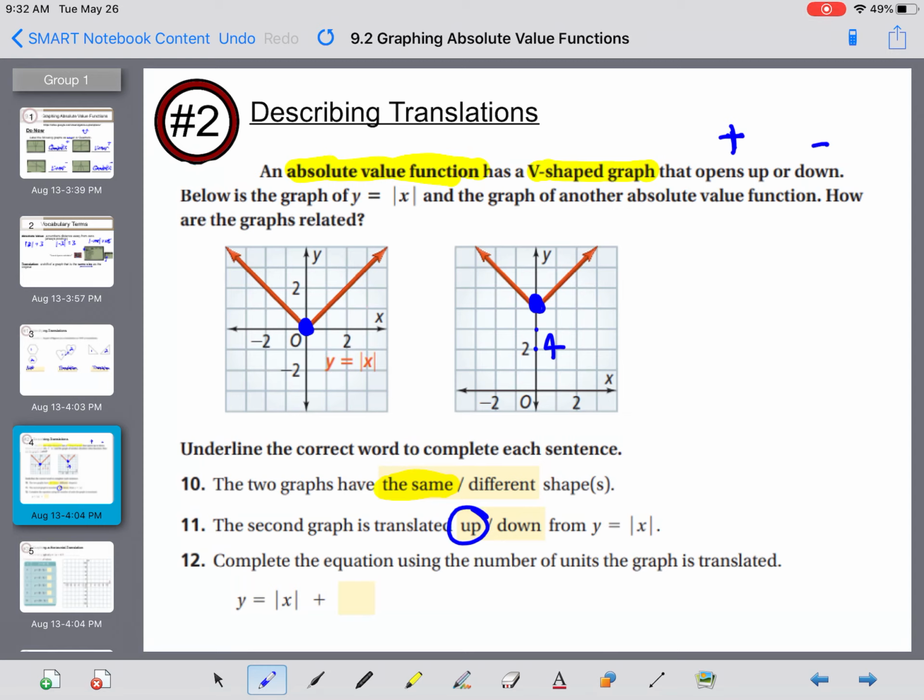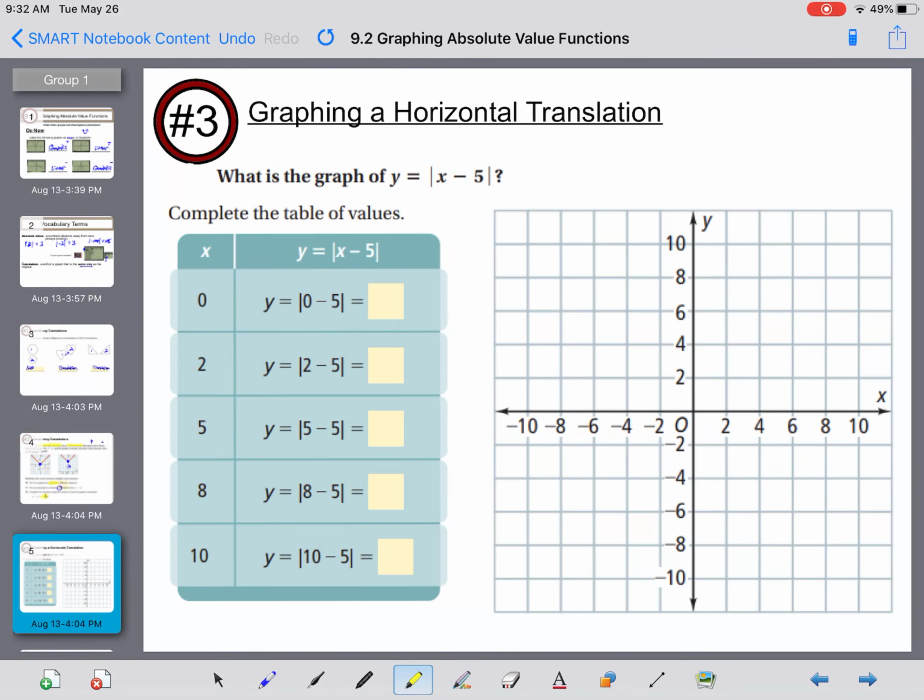So complete the equation using the number of units the graph is translated. Well, we said it was up 4. So this should be y equals the absolute value of x plus 4. So the number on the outside of your absolute value function determines the starting point up or down.